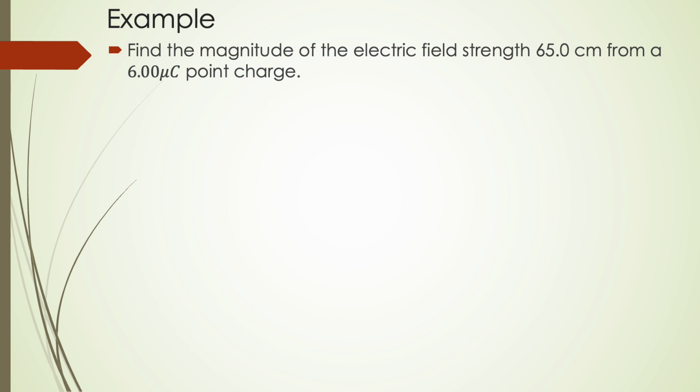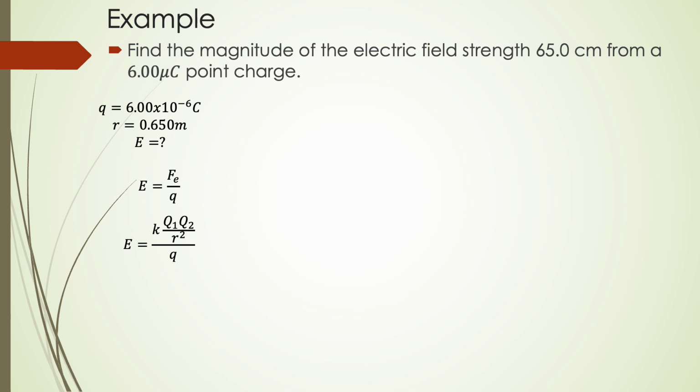Next example, we have find the magnitude of electric field strength 65 centimeters from a 6 microcoulomb charge. So our charge is 6 times 10 to the negative 6 coulombs. Our R value, we want to convert that from centimeters to meters. And we'll once again use E equals FE over Q. Now our electrostatic force, we weren't given, but we have a formula for electrostatic force, which is KQ1 Q2 over R squared.